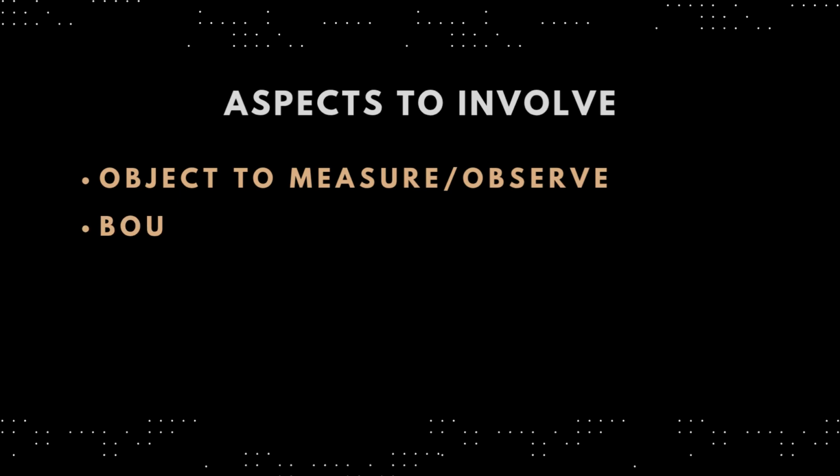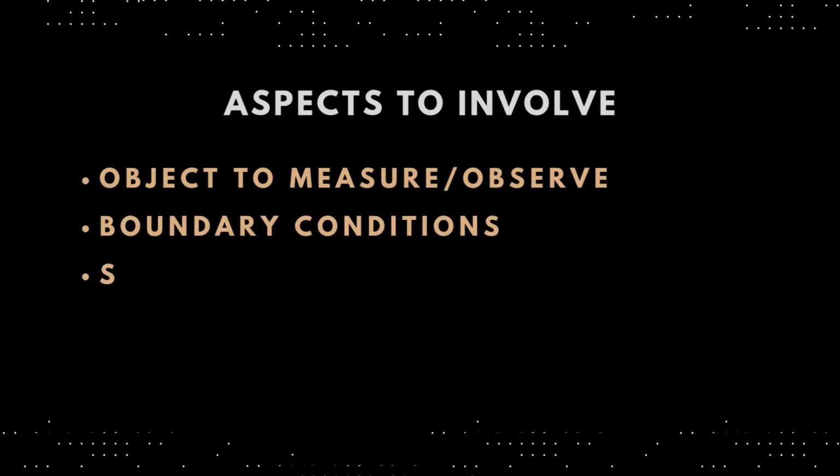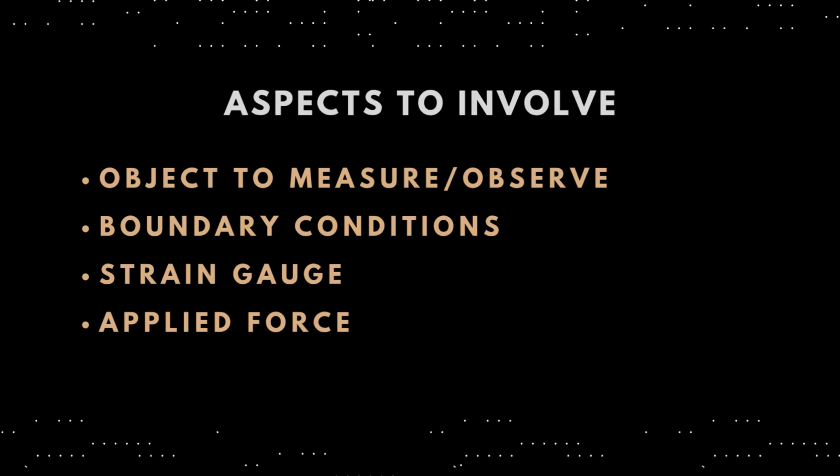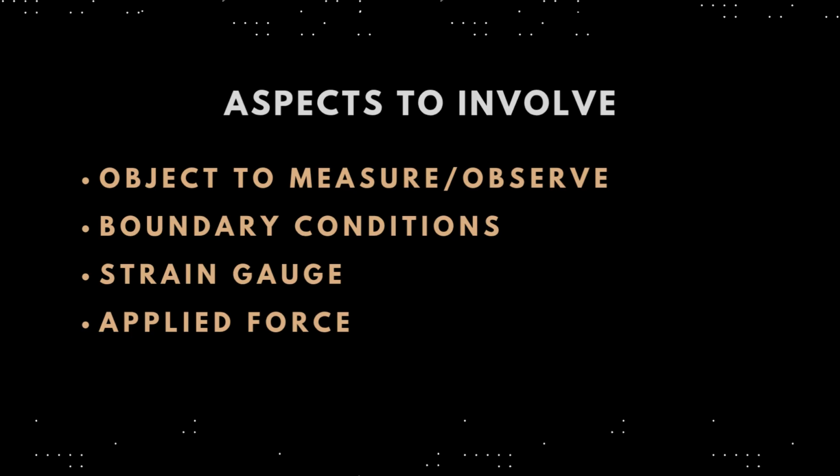There are 4 things to involve in this measurement, starting from what object we want to measure or observe, how is the object aligned or attached with its support, the strain gauge, and how is the force applied to the object.